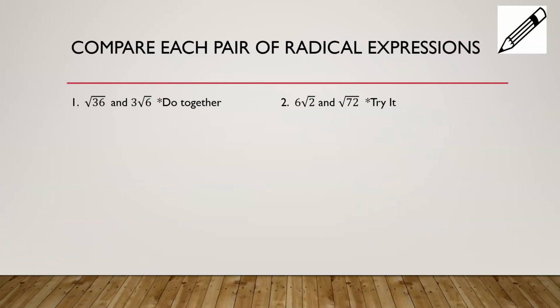The first one says compare the square root of 36 and 3 root 6. Now, I always take the one that's not simplified. So I'm going to take the square root of 36. As we just showed, hopefully you know that the square root of 36 is just 6. But let's talk about why. Here's another thing you're going to want to know when you're simplifying.